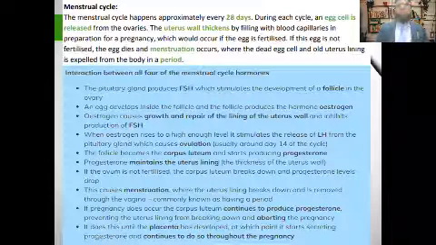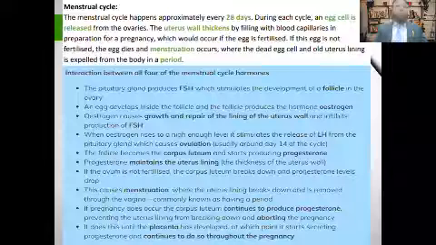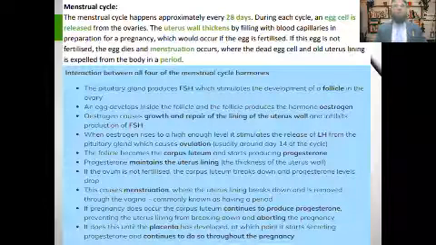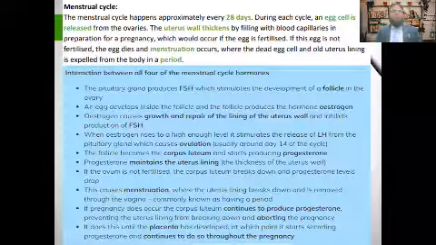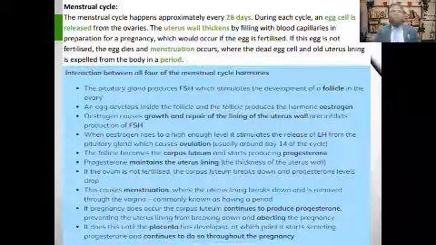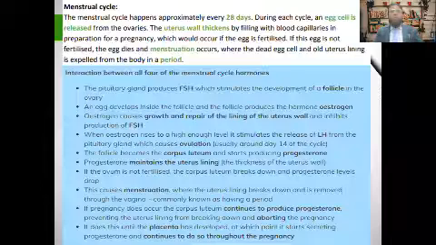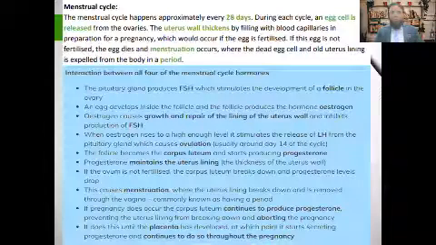So you see here, this is the menstrual cycle, which we have discussed is controlled by different hormones released from different glands, and how they play a very important role in the breaking down of the wall of the uterus and in the formation of the wall of the uterus.